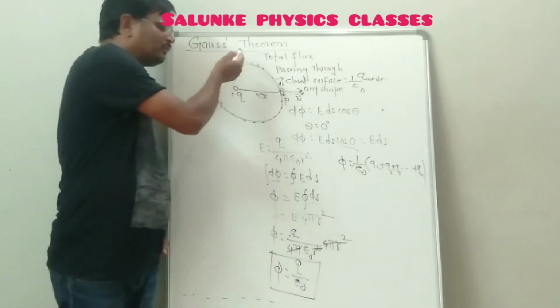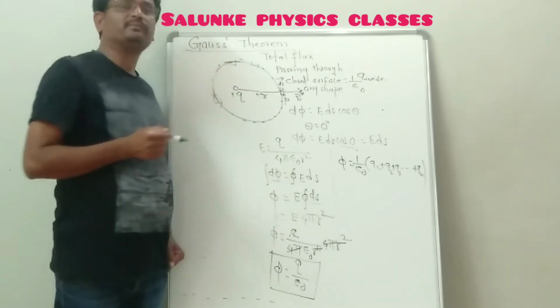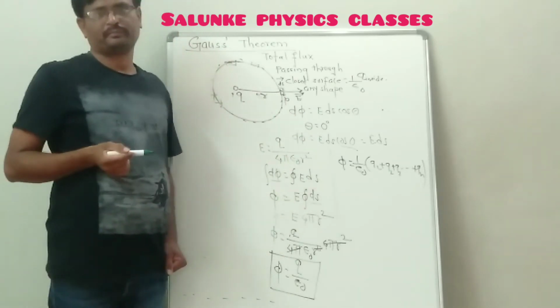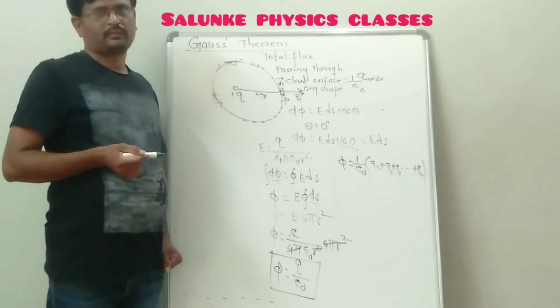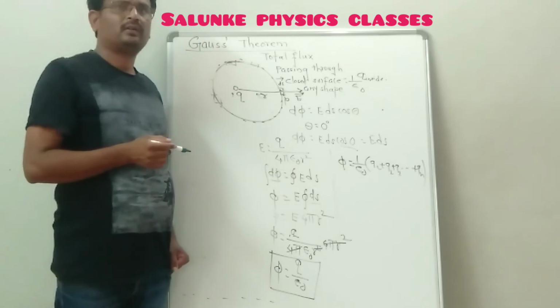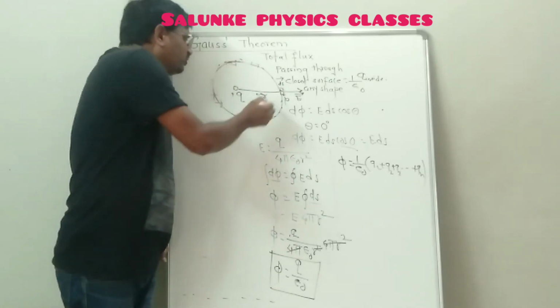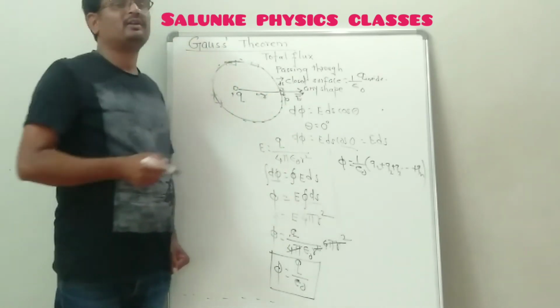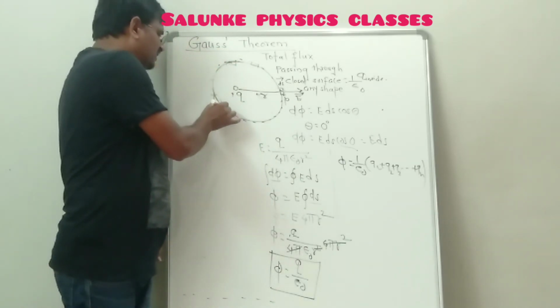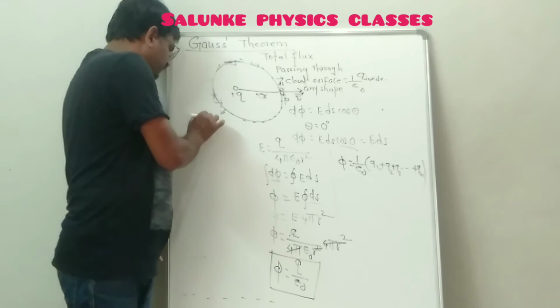Gauss theorem can be applied to closed surface of any shape. This is the importance of the Gauss theorem. The surface we choose for Gauss law, that surface is known as Gaussian surface. This is the Gaussian surface.